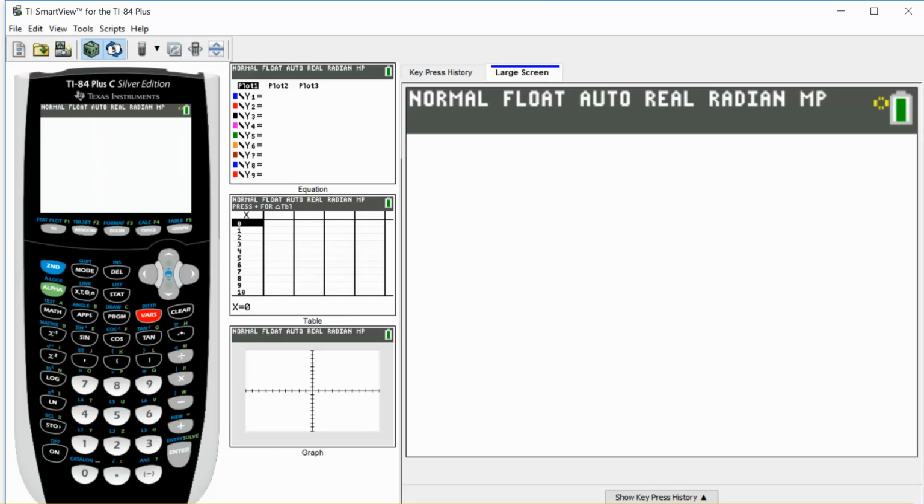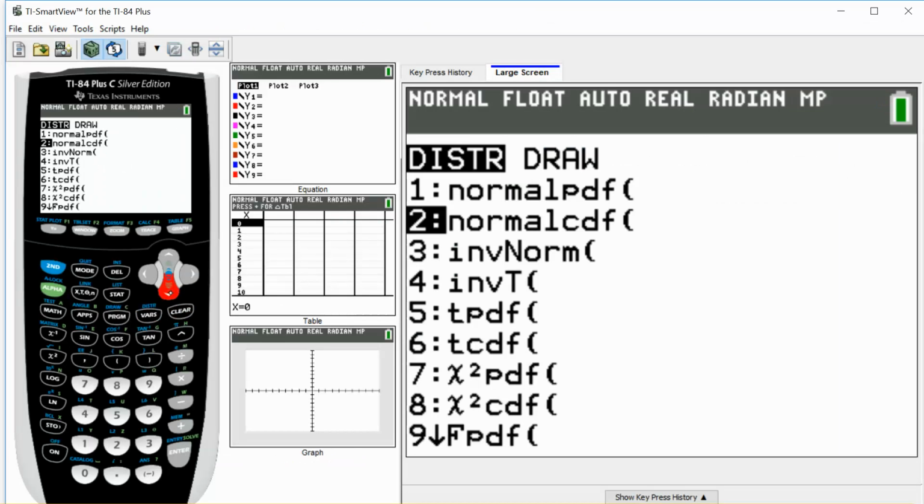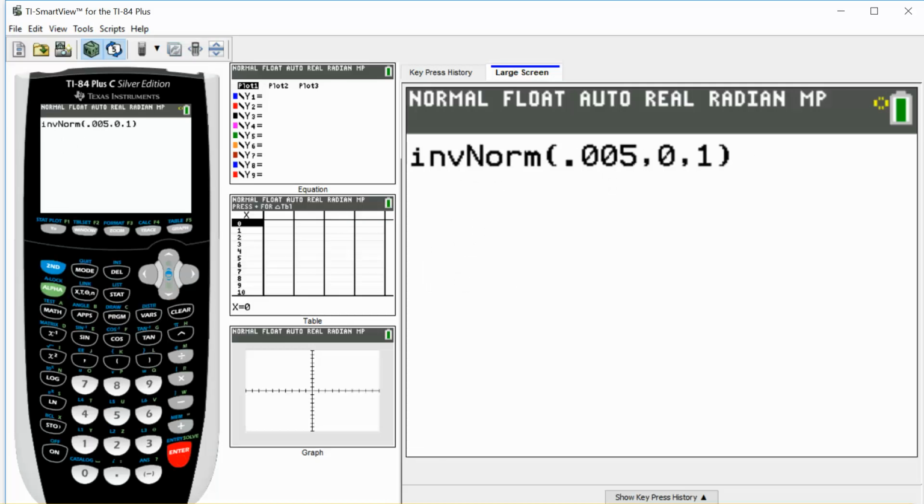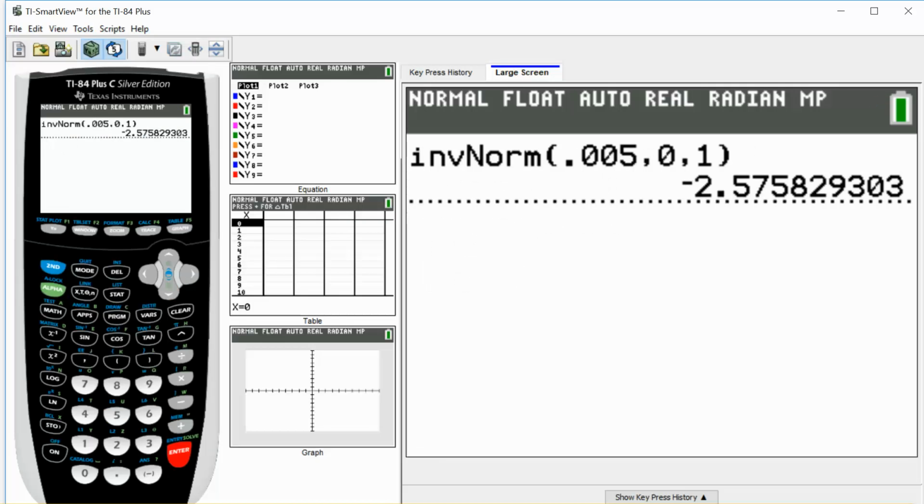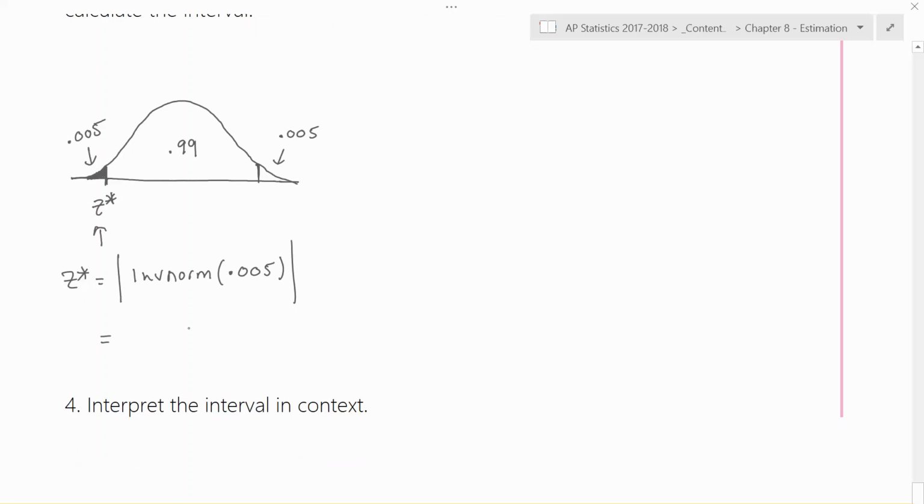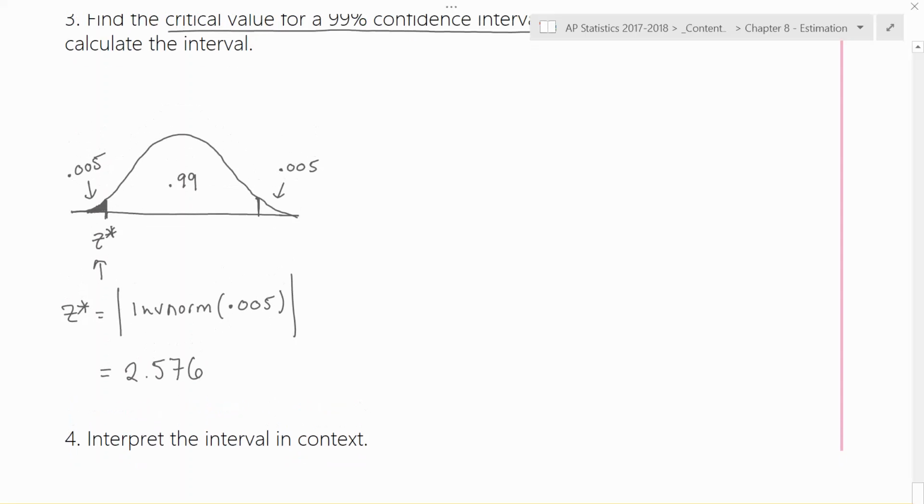So let's go ahead and do this on our calculator. So we do second vars, inverse norm, 0.005, 0 and 1, those are the mean and standard deviation of the standard normal. We can leave it. 2.576, you'll start to memorize that number. Okay, so I'll write it out. So inverse norm, 2.576. So that goes into our interval.